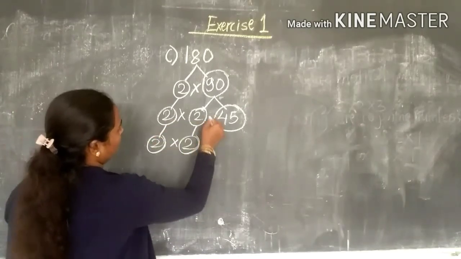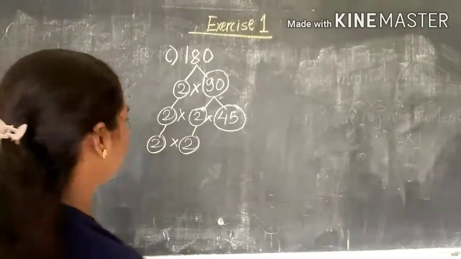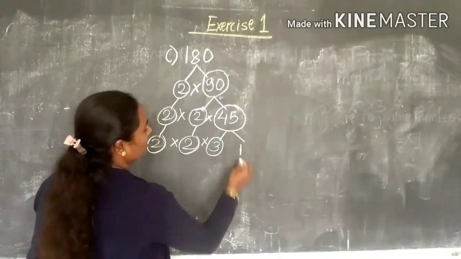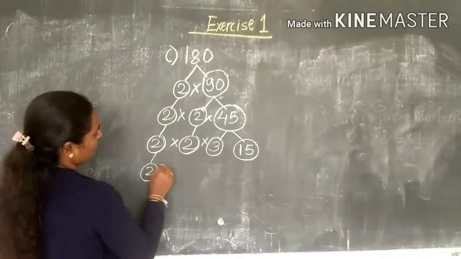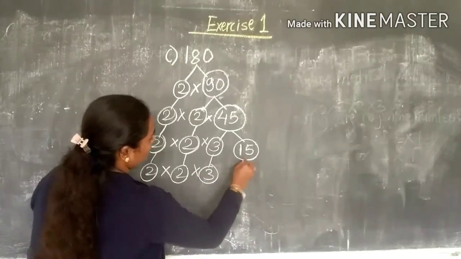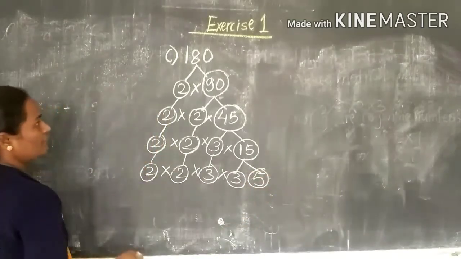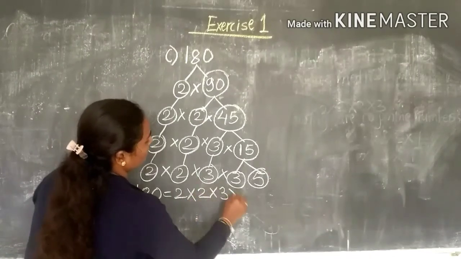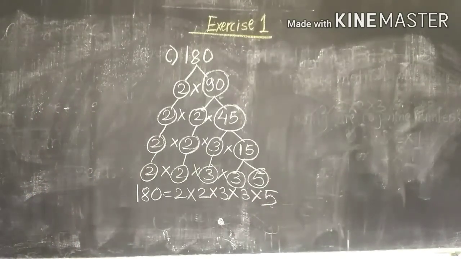Okay. How can we divide this 45? 5 plus 4 is 9. It can be divided by 3. Let's check. 3 1s are 3. 3 5s are 15. Again for the 15 also we will divide it by 3, 3 5s are 15. So which factors have we got here for 180? 2 into 2 into 3 into 3 into 5. So we got the prime factorization.